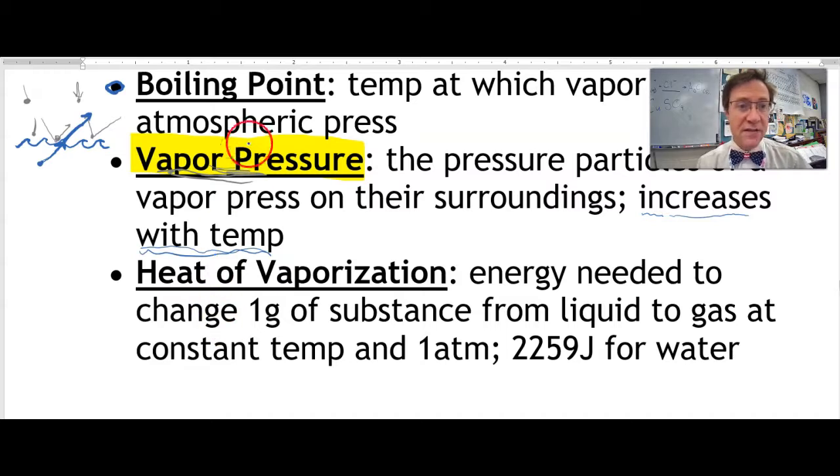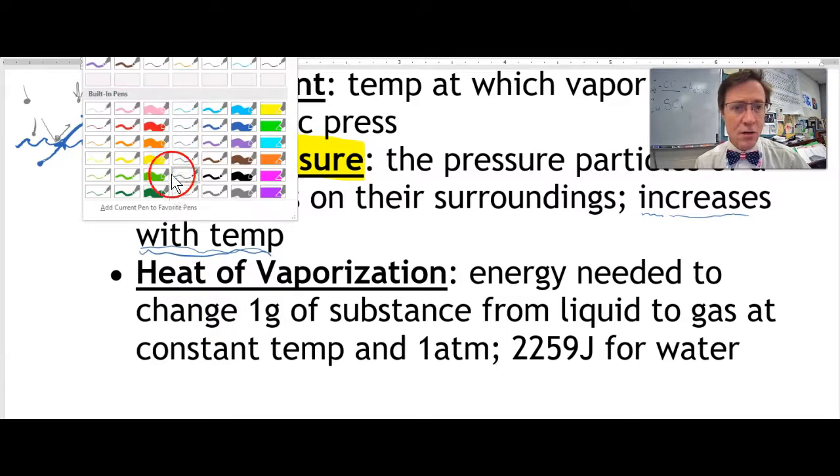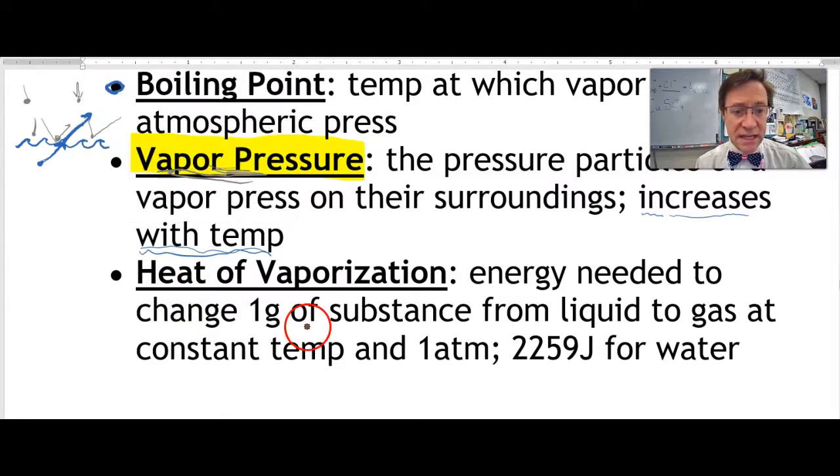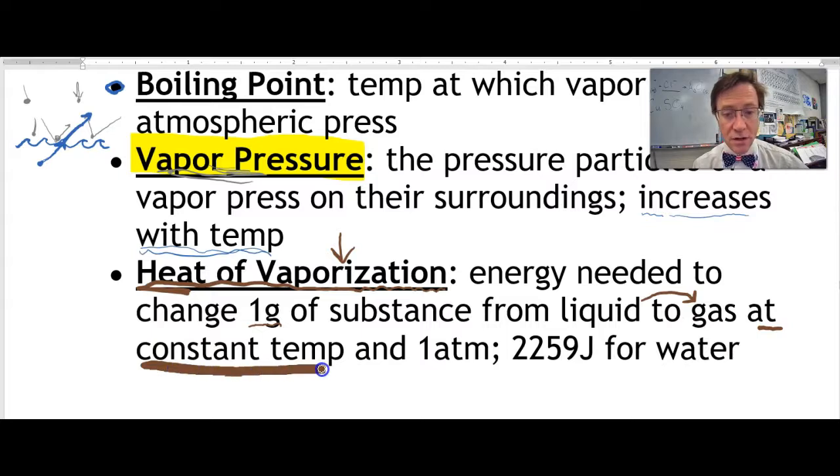And so now we can dive into this thing that's called the heat of vaporization. If you can guess, it's the amount of heat you need to vaporize something. It is the energy needed to change 1 gram of a substance from liquid to a gas. And now here's the kicker. It must be at constant temperature and pressure. Well, of course it's going to be constant temperature because it's a phase change, but boy oh boy is that important.